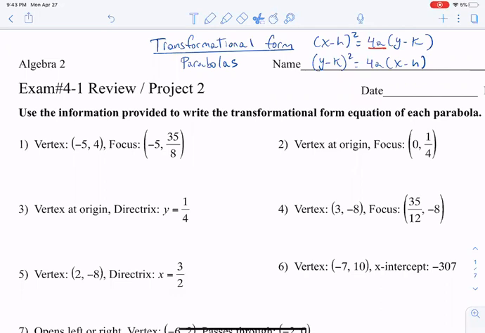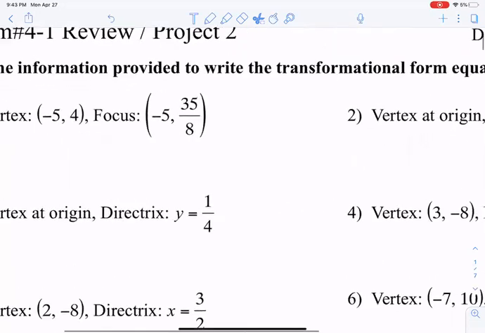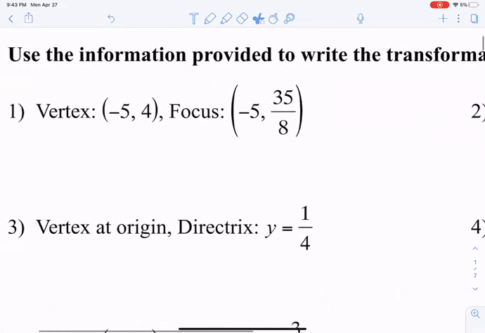I'm just gonna go straight to the point. Here they say use the information provided to write the transformational form equation of each parabola, right? So I'm gonna go straight to the problems. So the vertex is, we know that this is (h, k). This is (h, k), and this is the focus.